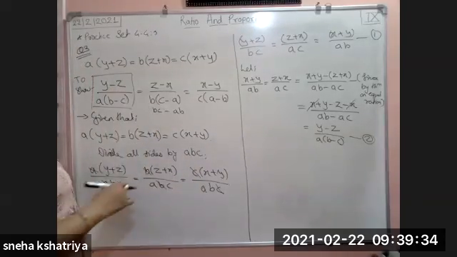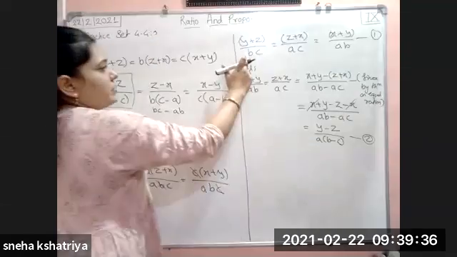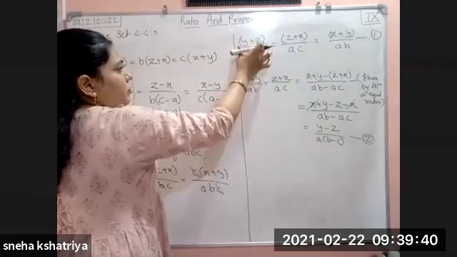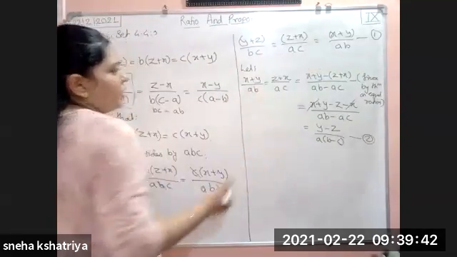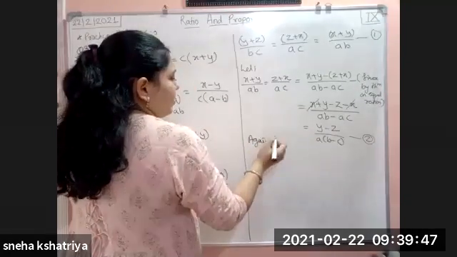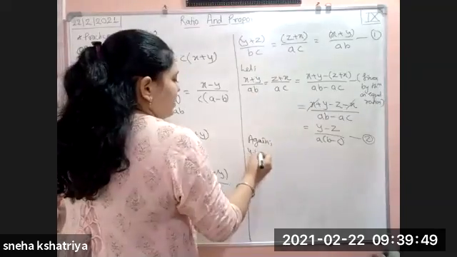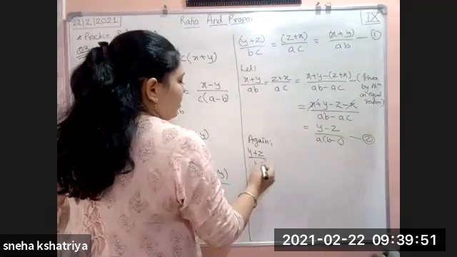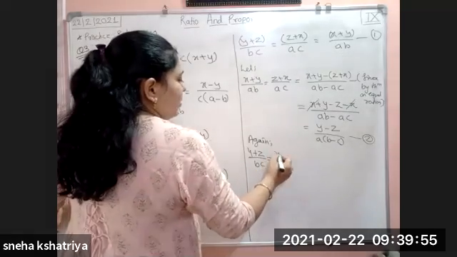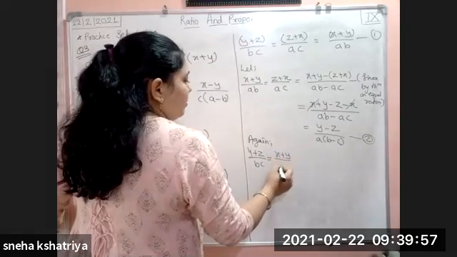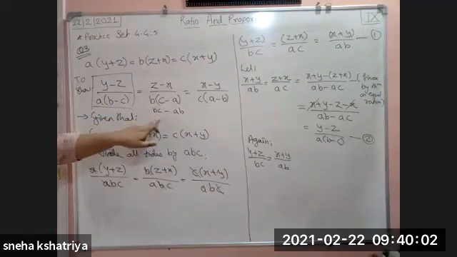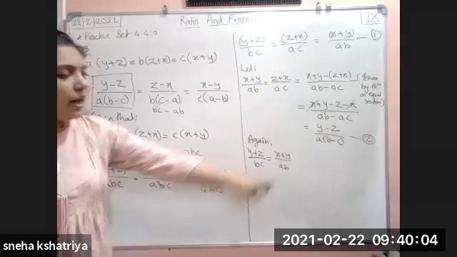Third term no need to write. But first BC is there, then AB is there. So remember the sequence also. First take BC, then AB. Again, what? Y plus Z upon BC, which is equal to X plus Y upon AB. This is BC first and then AB.